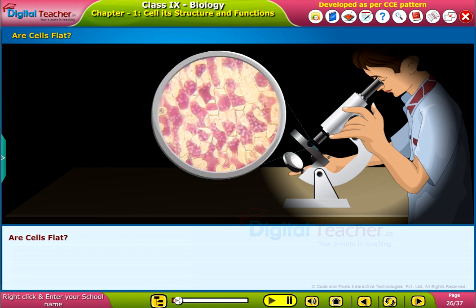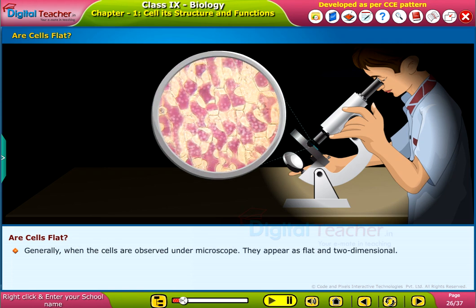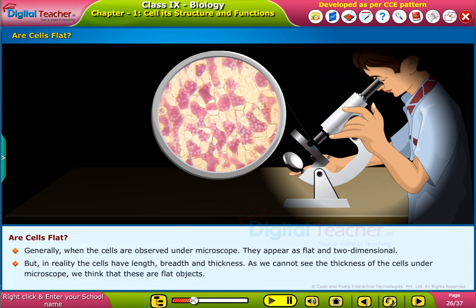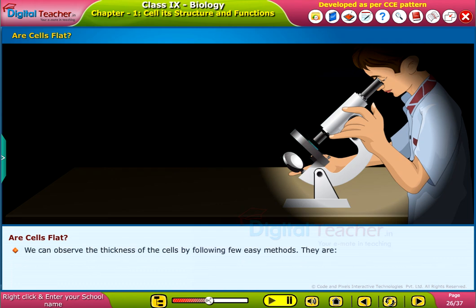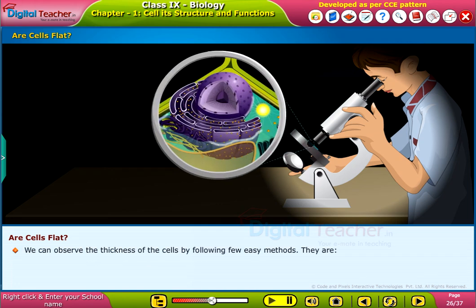Now, let us know the definite shape of the cells. Generally, when the cells are observed under a microscope, they appear as flat and two-dimensional. But in reality, the cells have length, breadth, and thickness. As we cannot see the thickness of the cells under a microscope, we think that these are flat objects. We can observe the thickness of the cells by following a few easy methods.